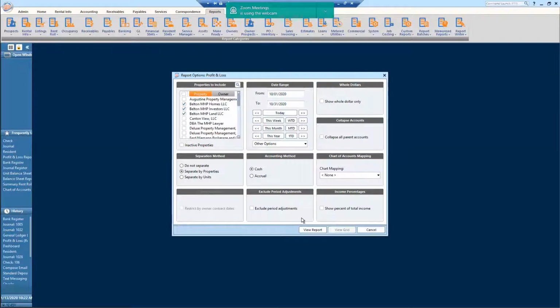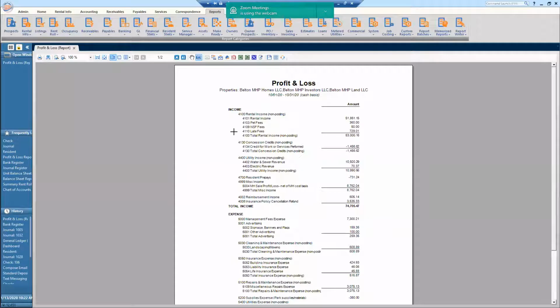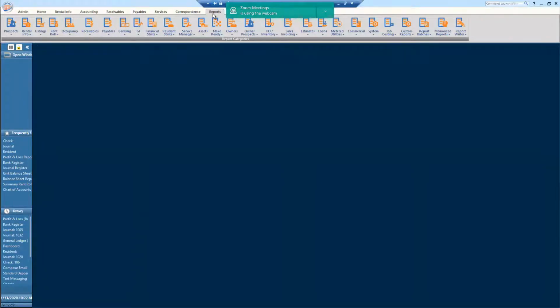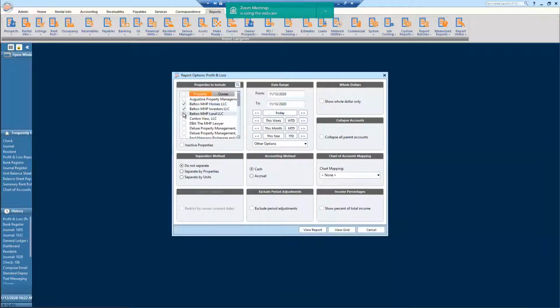I'm going to separate by properties, and that way they don't all show up at once. I'll do it without separating for a second. You'll just see how messy it is. It's like, okay, you got 3 of them at once. They're all jumbled. So we're not going to do that. So we do report, financial statement, profit and loss, Belton Homes, Belton Investors, Belton Land.